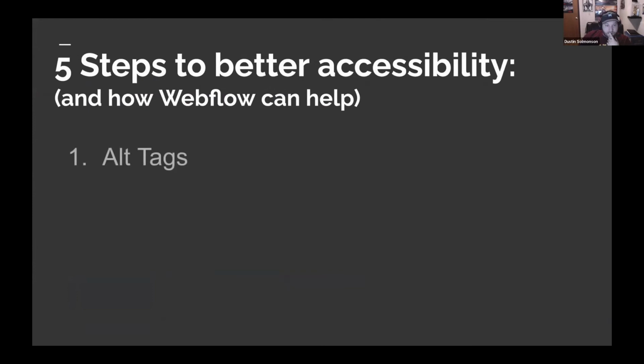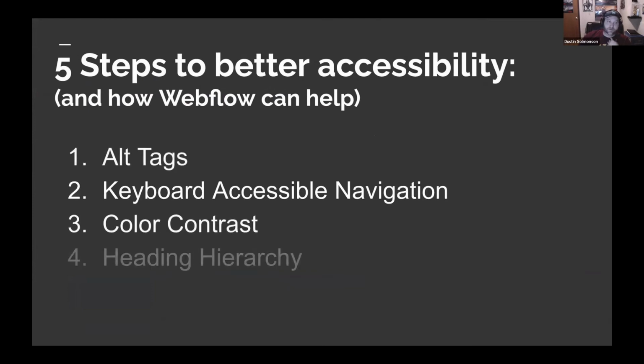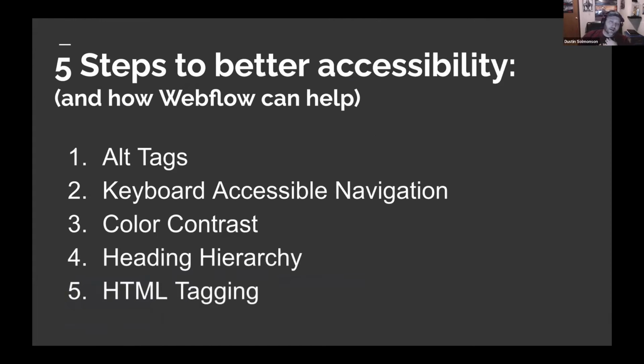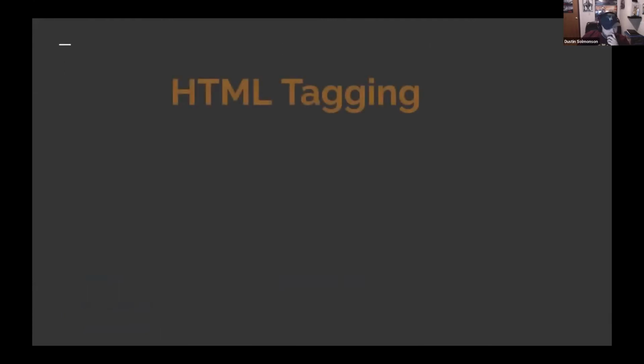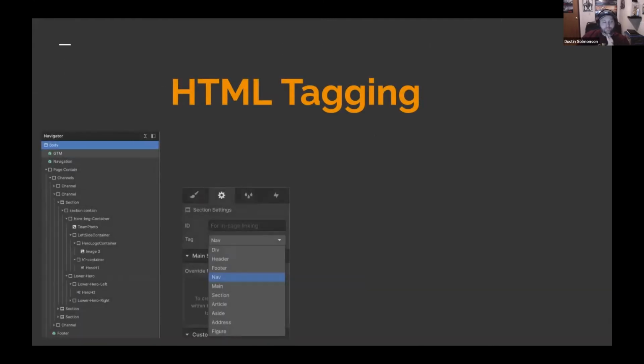All right, and so the last of my 5 to-do tips is going to be HTML tagging. This one can be a little tedious. Again, it's geared a lot toward screen readers, but you're telling these screen readers the makeup of your site. So, we've got our flow in the navigator over here and all of our different sections and divs and everything like that. Well, when you click on any of them and you go to the settings, there's the ID, but then there's the tag section.